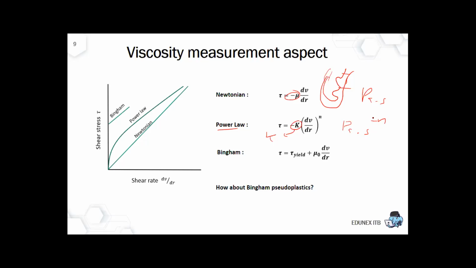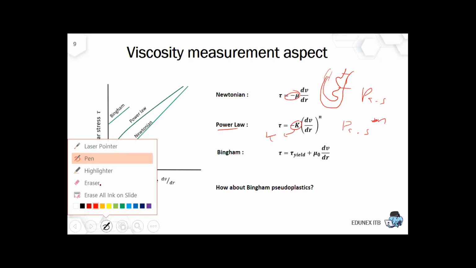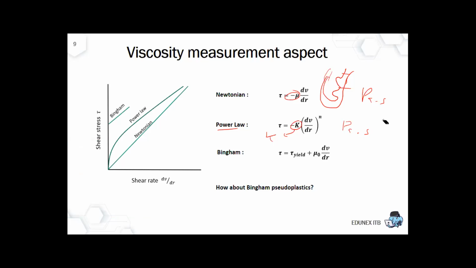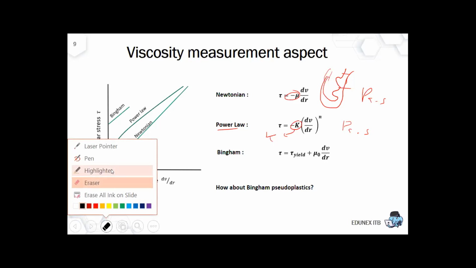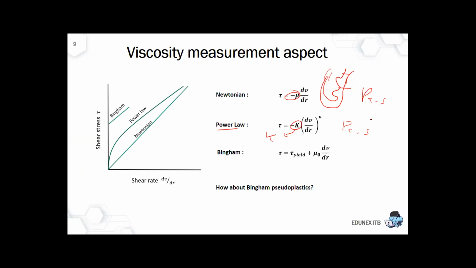Sorry, I made a mistake. The unit is Pascal second to the power n, because it cancels this item. So we cannot just call it viscosity anymore, but the equipment will call it viscosity. Later on, I will give you an example, so you don't get confused.